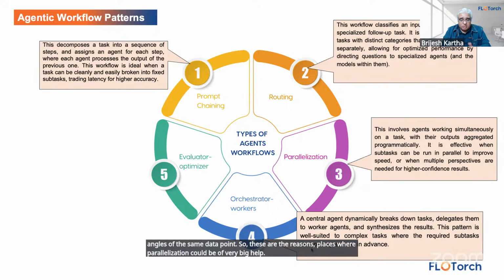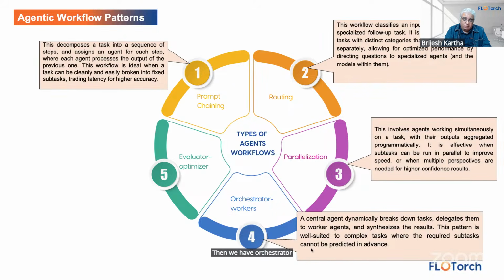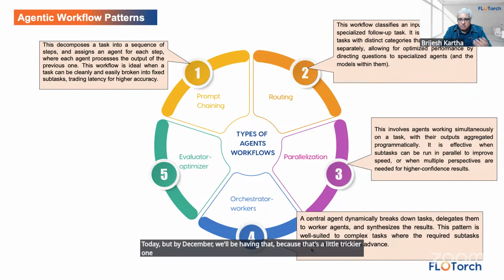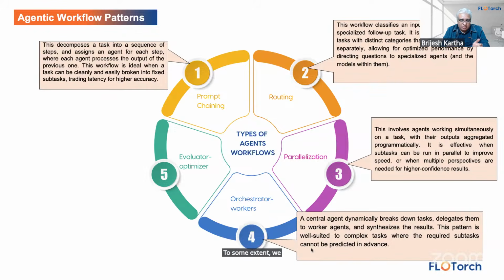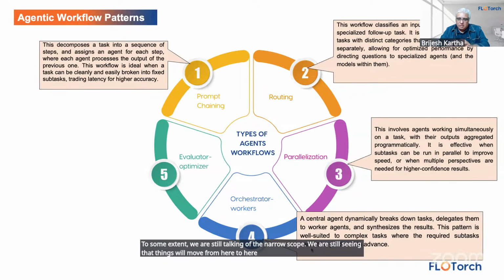Then we have orchestrator worker agents. Now, this is not there in FloTorch today, but by December we'll be having that, because that's a little trickier one. In the parallelization and prompt chaining that we have, to some extent, we are still talking of the narrow scope. We are still saying that things will move from here to here to here to here. So there's a deterministic way that it goes through the nodes.